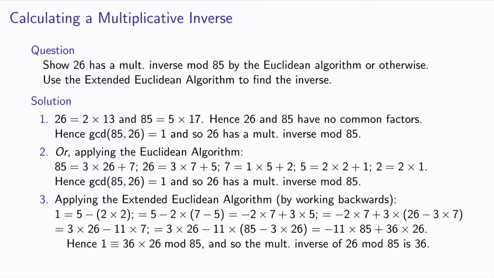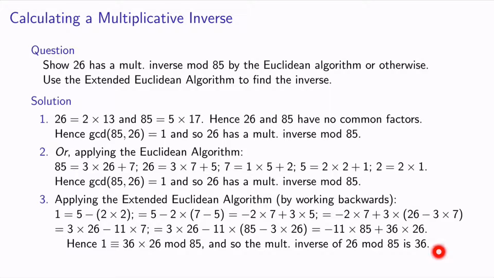So from this expression, 1 is equal to minus 11 times 85 plus 36 times 26, modulo 85, this term is 0, and so we have that 1 must in fact equal 36 times 26 modulo 85, which we've written down here. More precisely, 1 is congruent to 36 times 26 modulo 85, and so therefore the multiplicative inverse of 26 mod 85 is just 36.